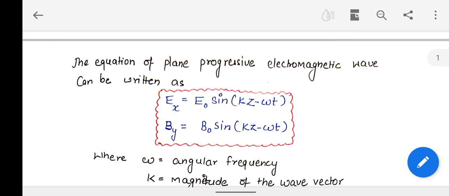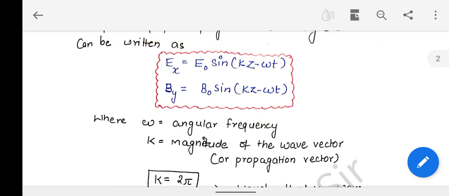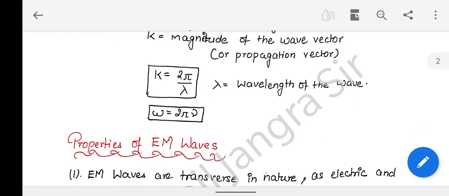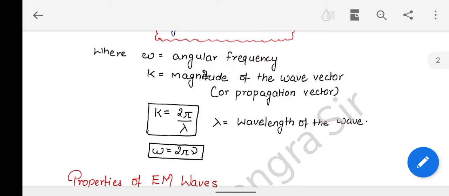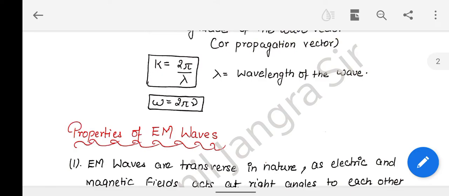Okay, so the general expression of electric field and magnetic field looks like this. E_x, x is the direction of propagation of electric field, E naught sin(kz minus omega t). K is called the wave vector, omega is the angular frequency, t is the time period, and lambda is the wavelength of a wave. The relationship between k and lambda is k equals 2 pi upon lambda. K is called the wave number, I have already told.